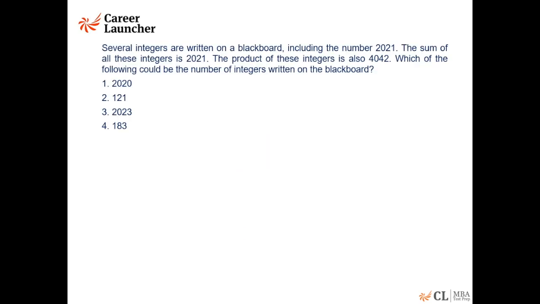Another question which is essentially choices, I would say. Several integers are written on a blackboard, including the number 2021. The sum of these integers is 2021. What does that mean? For every positive number, there should be some negative numbers also. The product of these integers is also 4042. What does that mean? 4042 is nothing but 2021 into 2. So 2 definitely has to be there.